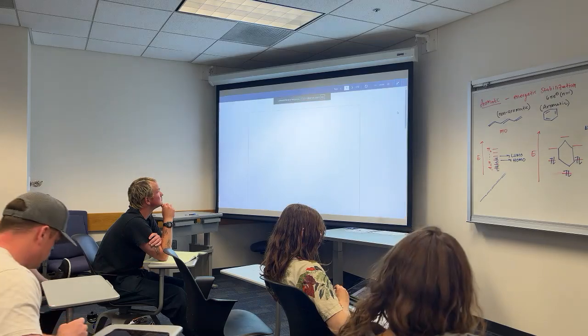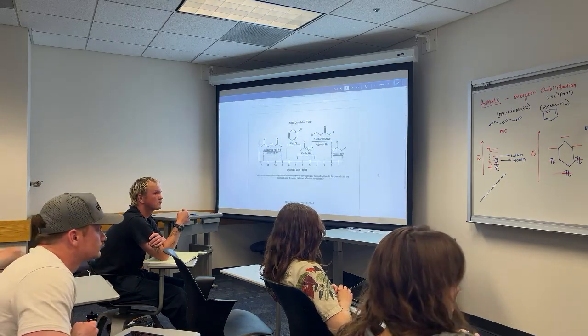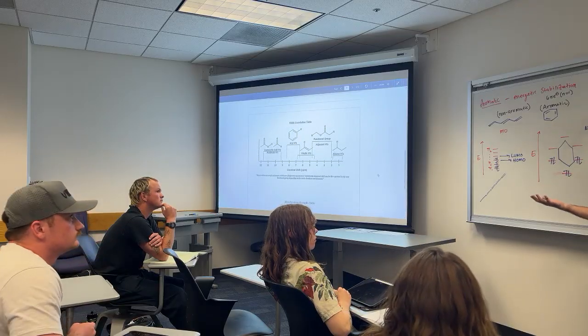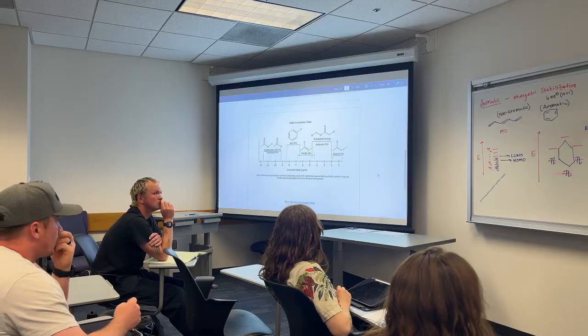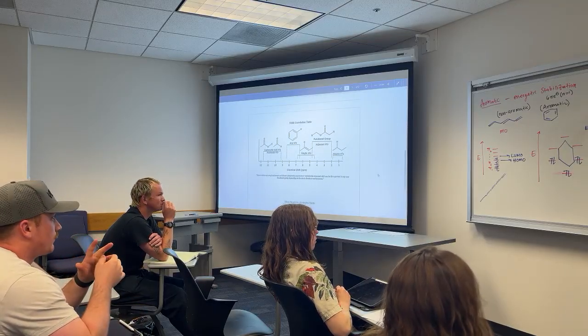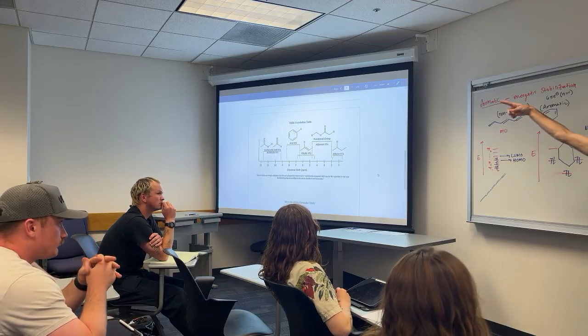And what happens when a proton is de-shielded? When its electrons are pulled away from it, it encounters the magnetic field more, it's offset from its ground state energy more, and it releases a higher resonance frequency. So it gets picked up further to the left.